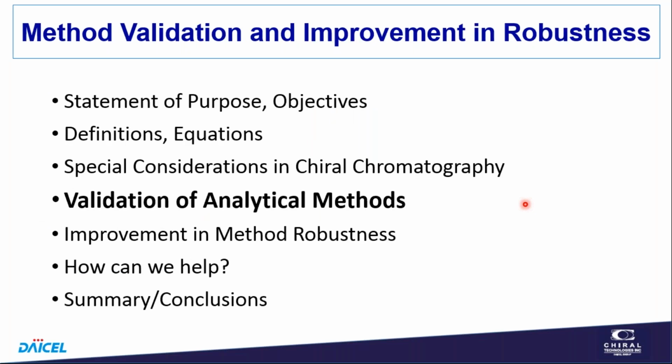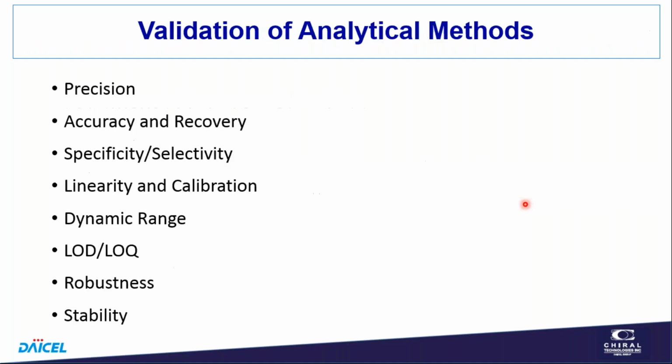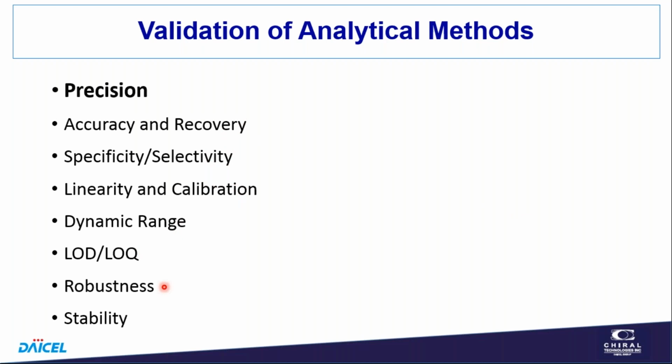So now we'll talk a little bit about some of the issues around chiral chromatography. So now we want to talk a little bit about validation of analytical methods. So much of what we've done in achiral chromatography, we're going to do here. We'll worry about things like precision, things that are related to the accuracy, limit of detection, the robustness of the method, the stability of the sample.